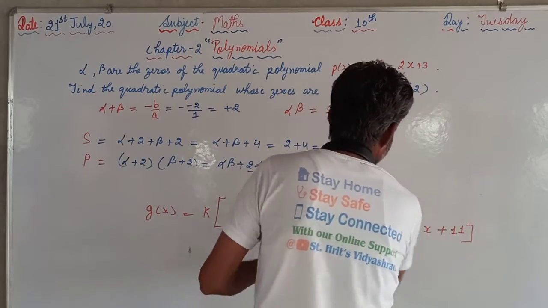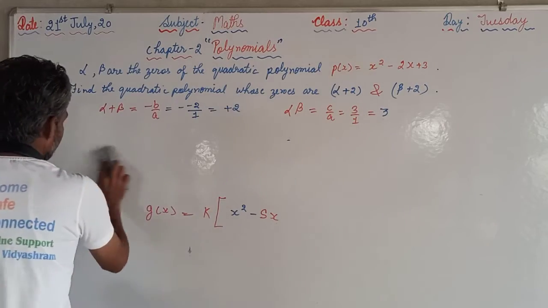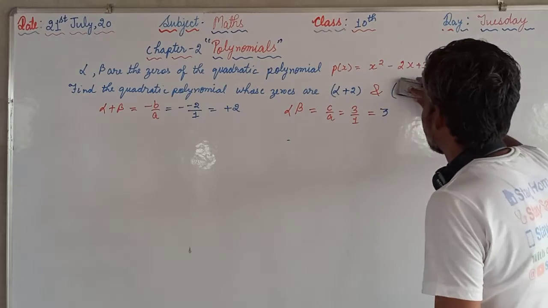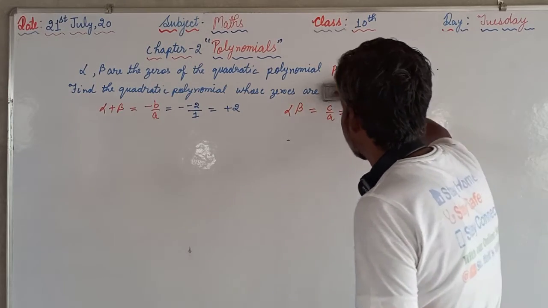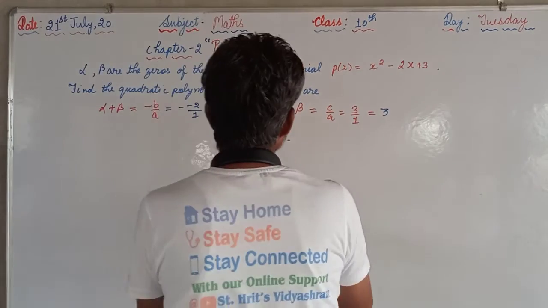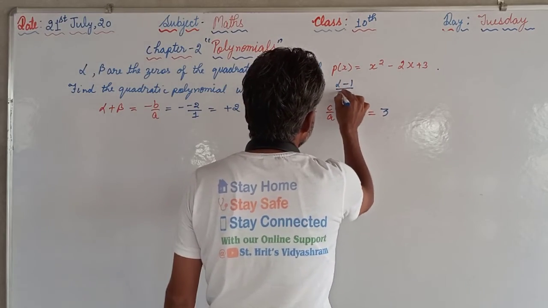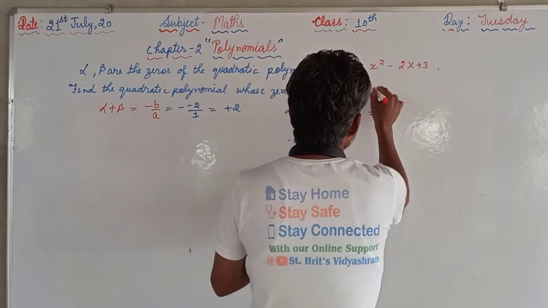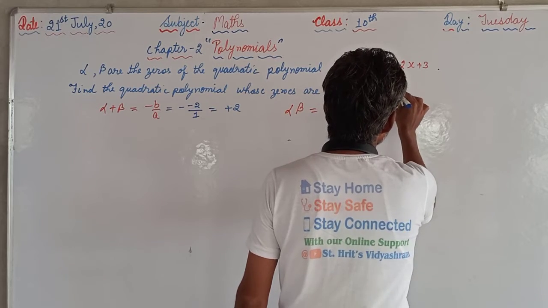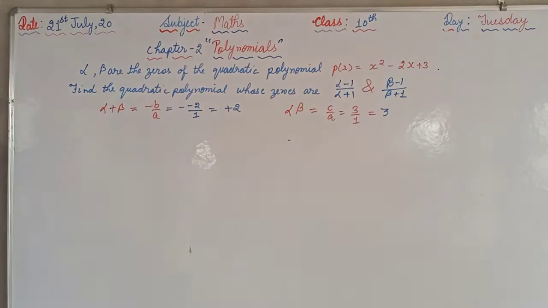This will be required. Now we are supposed to construct one more quadratic polynomial, but the zeros will be different. Now the zeros are alpha minus 1 upon alpha plus 1 and beta minus 1 upon beta plus 1. These are the zeros of the equation to be constructed. So how to do that?